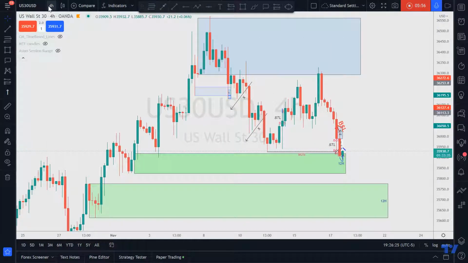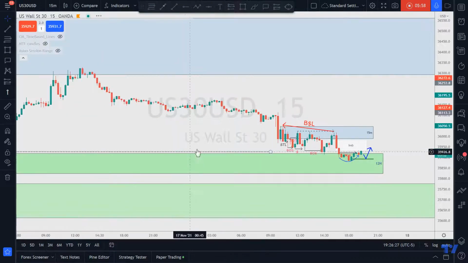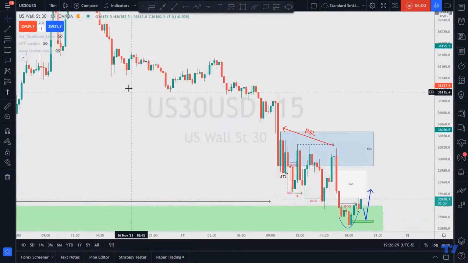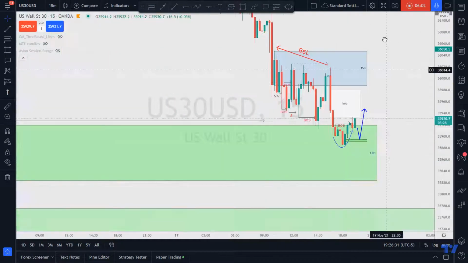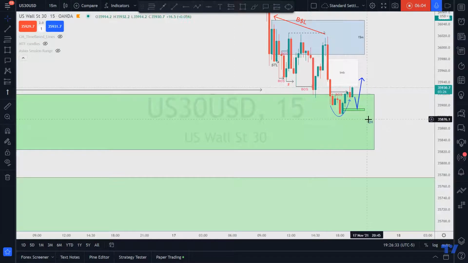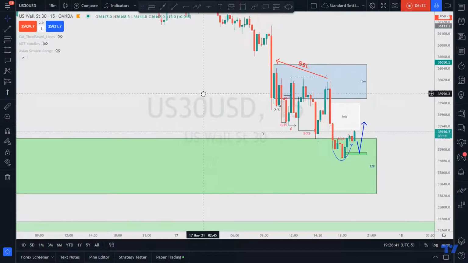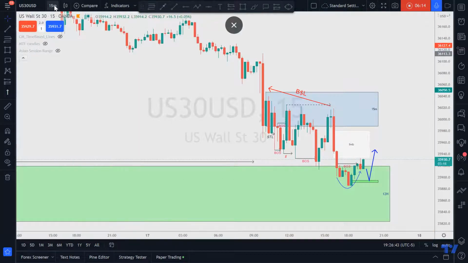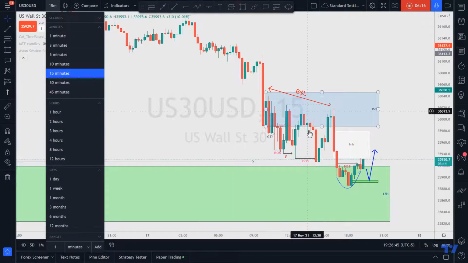All right, now watch. If we go down to the 15, what am I looking for? This is my POI, this 12-hour order block that I had pointed out earlier. So what am I looking for? I'm looking for price to transition from bearish to bullish momentum. I'm going to look for that in the candlestick patterns.